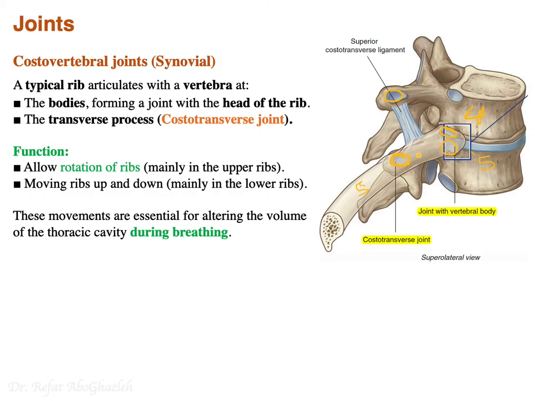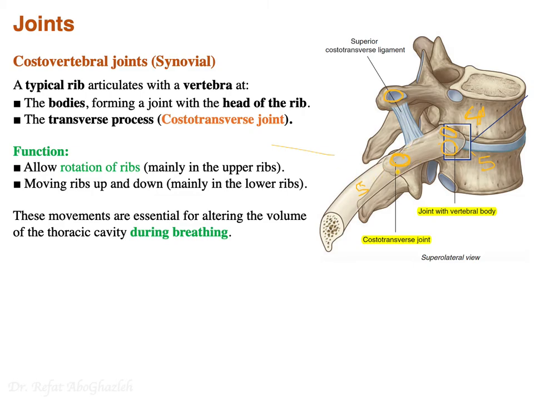That means there is articulation again between the rib and the vertebra, through the head and through the articular part of the tubercle. So a typical rib articulates with the vertebra, as written here. The body forms a joint with the head of the rib, and the transverse process forms what we call the costotransverse joint. We'll talk about each type of these joints. Anyway, both are synovial joints. Which type of synovial joint are they? They are plane synovial joints, right?